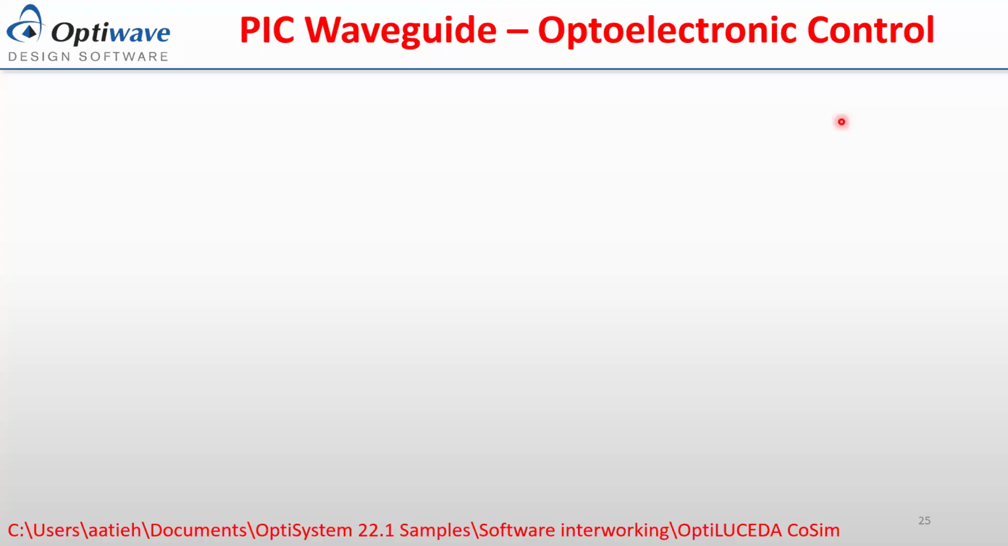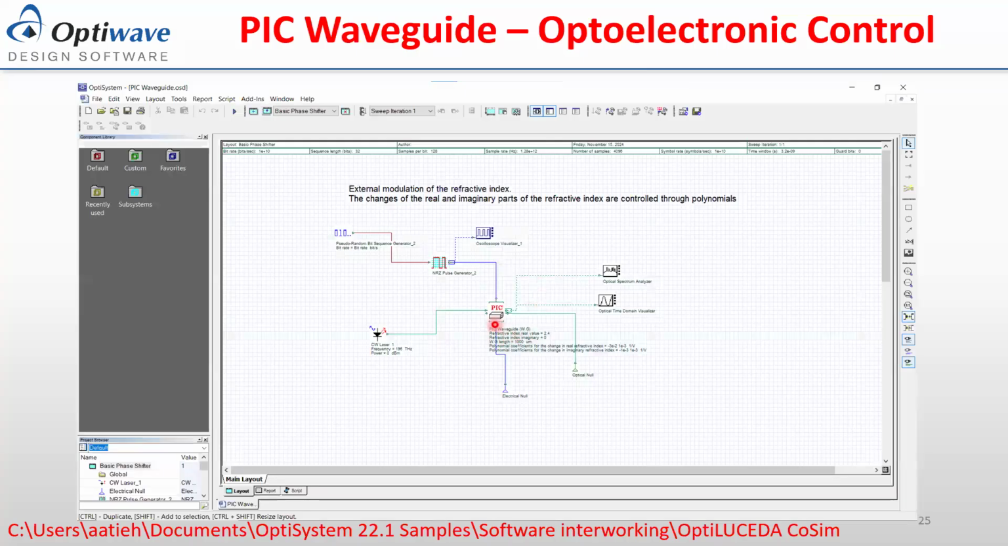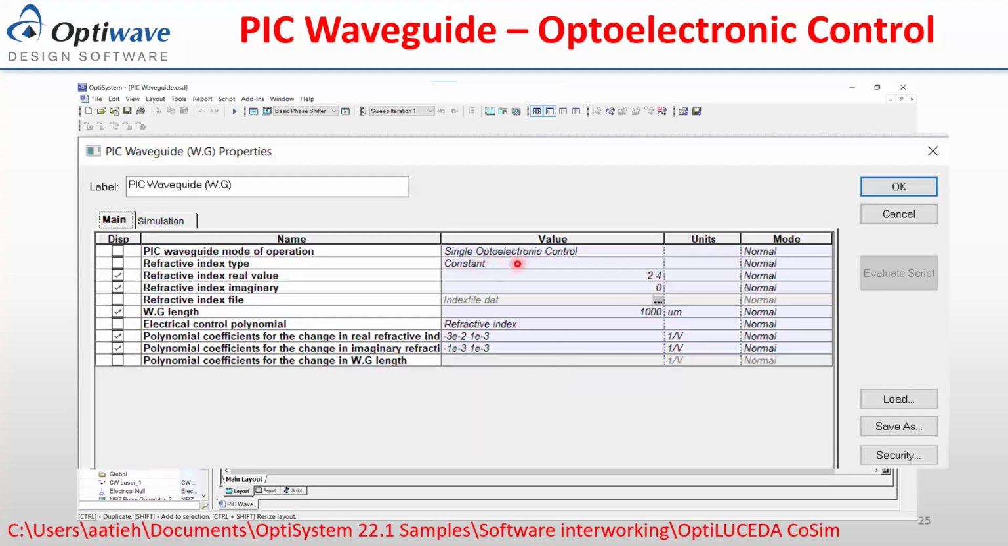Another application of these components is the waveguide. As I mentioned to you, it's an optical waveguide, but you can control it using electronic ports, either single port or dual port. So the component itself has, in this field here, PIC waveguide mode operation. You have single optoelectronic or dual port optoelectronics control, or you have no control, basically as a straight optical waveguide. And then you can control the refractive index either from a constant, or it can be from a file. So you can load your file, so you can generate a wavelength-dependent refractive index control.